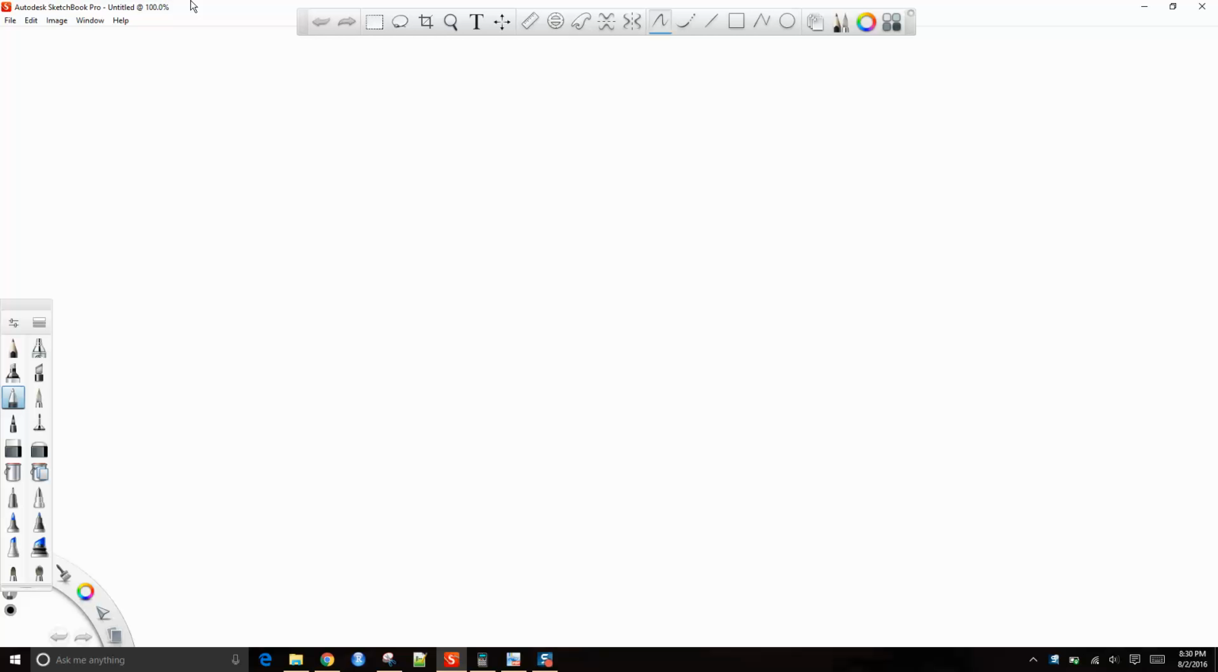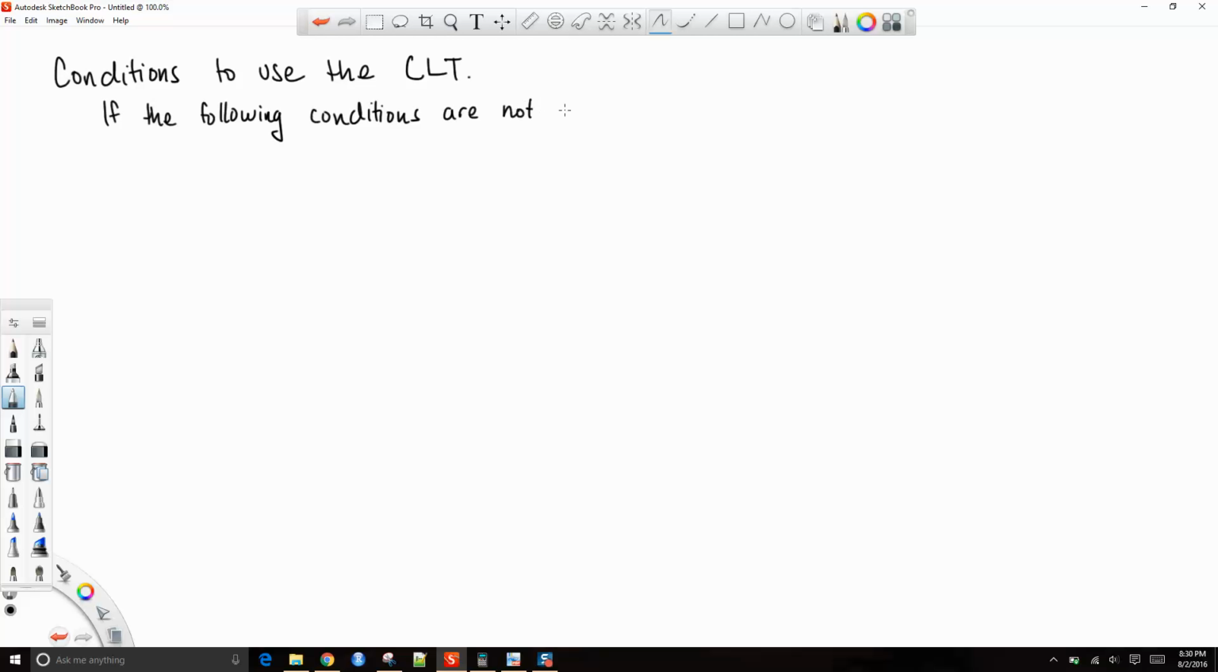Okay, so we have what we call conditions to use the central limit theorem. So conditions to use the central limit theorem, meaning if the following conditions are not met, okay, we cannot approximate the sampling distribution with the normal distribution.